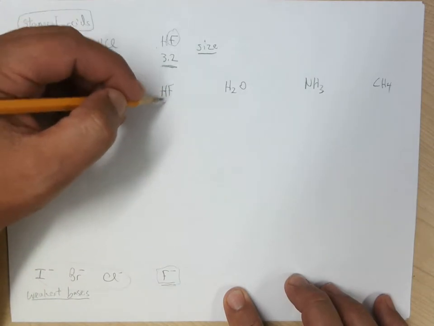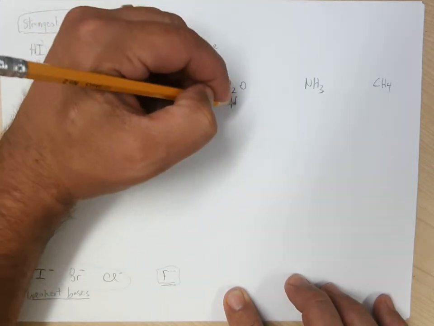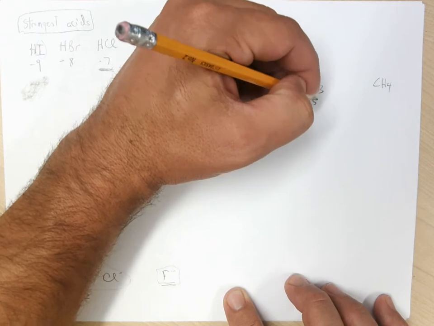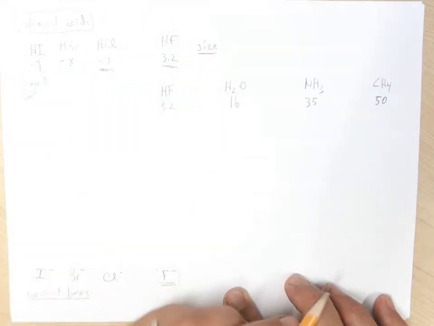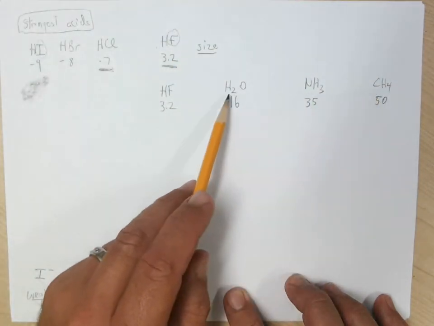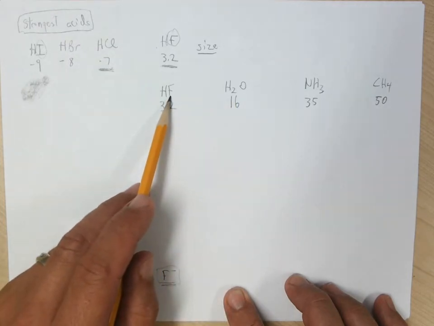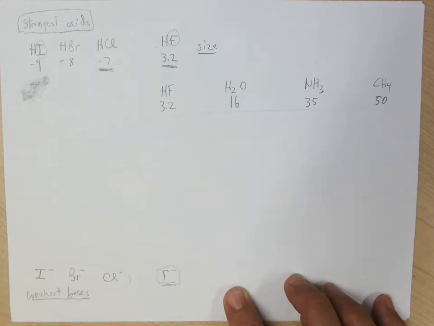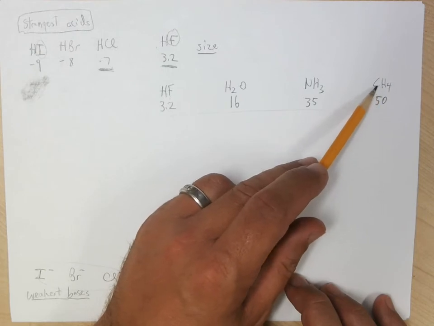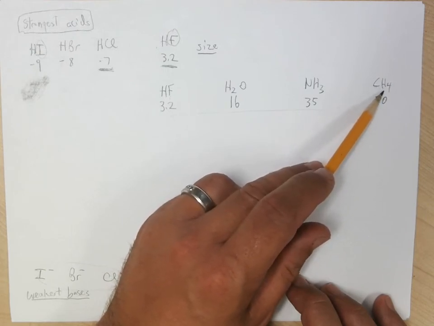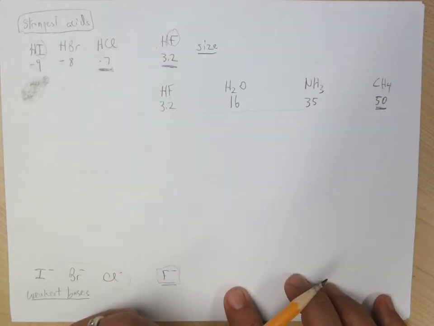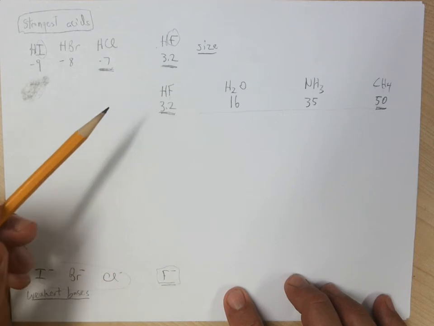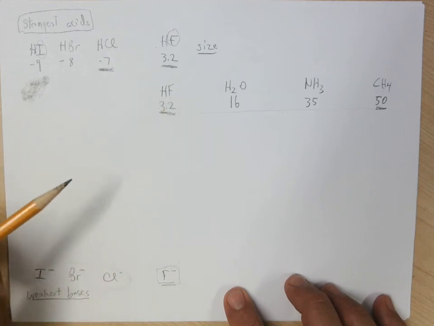And so HF at 3.2, water at about 16, ammonia at about 35, and methane about 50. Now we're showing that if you keep the size of the atom attached to hydrogen approximately the same, but change the electronegativity, you can very much change the acidity of the compound. So carbon attached to hydrogen, very nonpolar bond. The H is not very much a donatable H+, so you get a pKa of 50. HF, much more acidic because of the electronegativity of the HF.